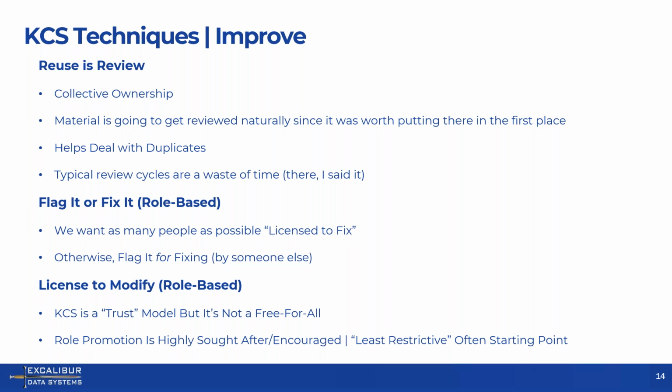KB. The other piece is this license to modify. KCS has what it calls the license model, and it's essentially saying you as an organization can choose whether to use within the solve loop all three of those roles, or whether you'd like to use maybe just the publisher and the contributor role, which often is the case. And that makes sense because KCS is built from a trust model. It's built from sort of a least restrictive starting point.